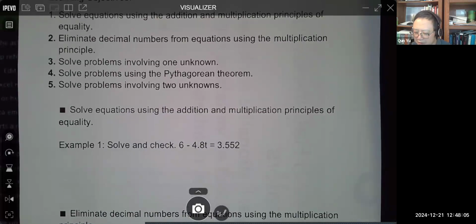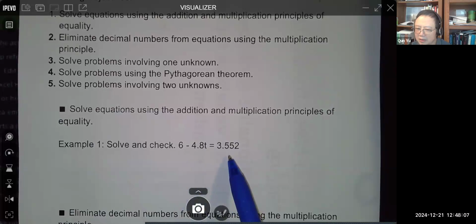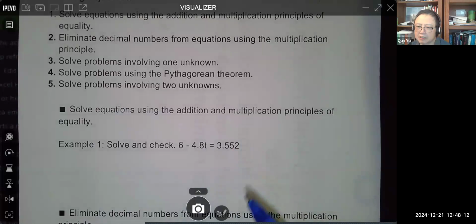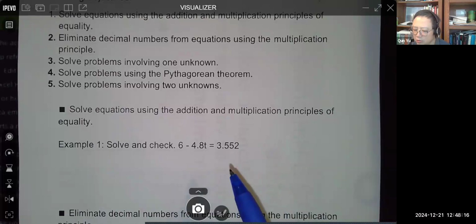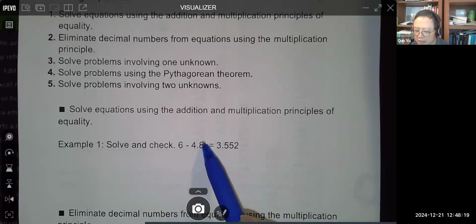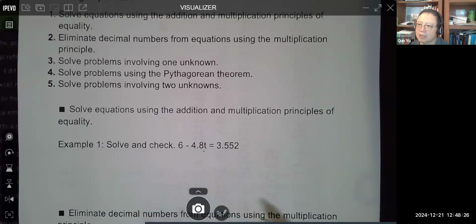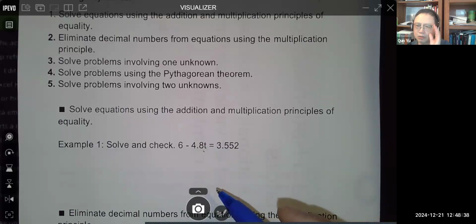And the first one, we are going to solve this equation. You see, this is a one variable equation, right? And when we solve an equation, our goal or direction is to have this variable, this unknown, on one side by itself. So eventually, this variable t is going to be on one side by itself, and another number on the other side, we call it the answer, right?